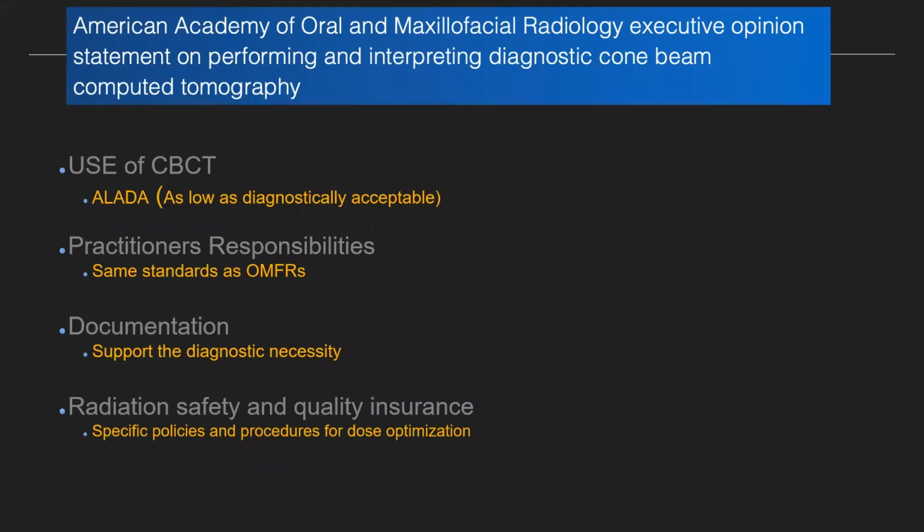The biggest thing I try to teach a lot of the pre-docs when I work with them is, you might not have the ideal PA or the ideal pan, but if you can see what you need, that's really what matters. And also the practitioner's responsibilities. You're going to be held to the standard of an OMFR radiologist. So make sure that you are taking CE courses, understanding what you see. For documentation, be able to support why you are taking this CBCT. And again, radiation safety and quality assurance, specific policies in place and procedures for dose optimization.